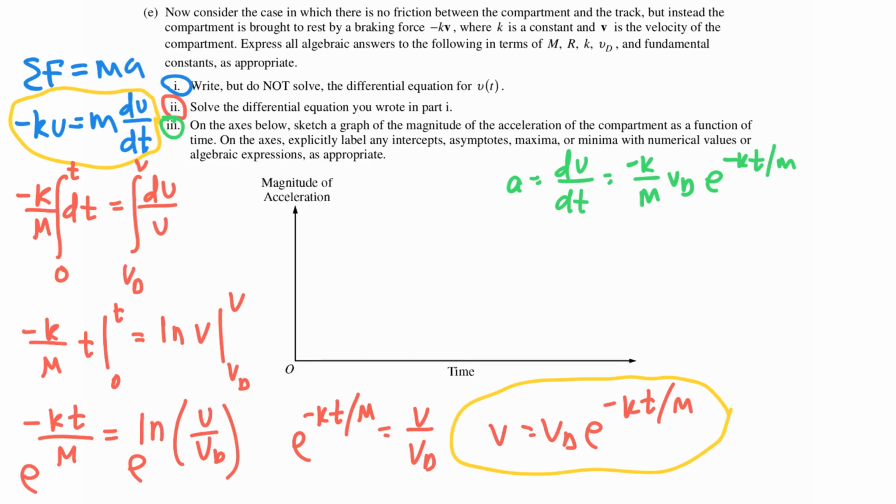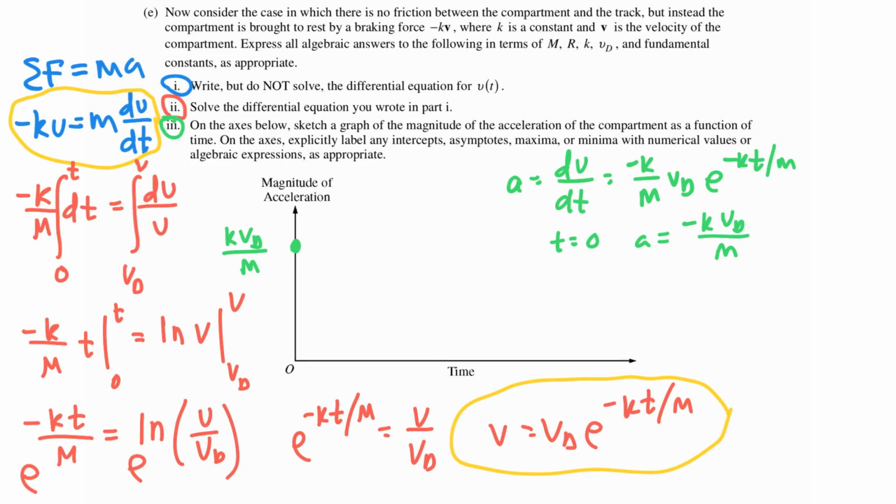And so at t equals 0, which is the first point that I need to make in the graph, we know that we would get e to the 0, which is equal to 1. And so at t equals 0, the acceleration is just equal to minus k vD over m. And so since we're graphing the magnitude of the acceleration, then I can make a point on my graph, and that point should be equal to k vD over m.